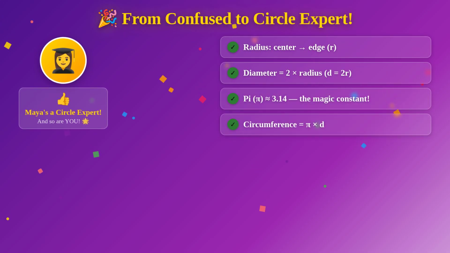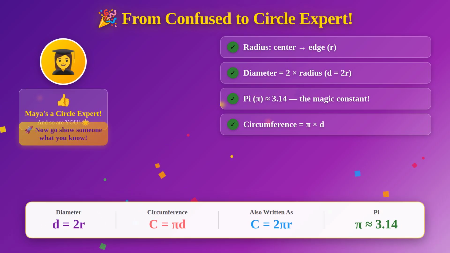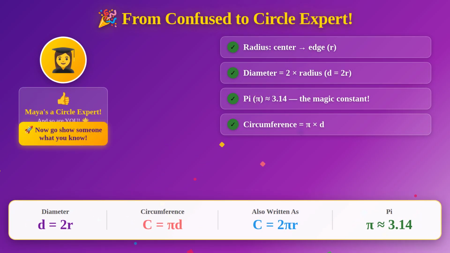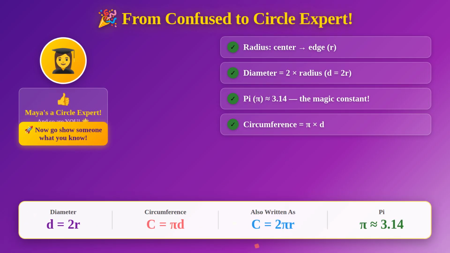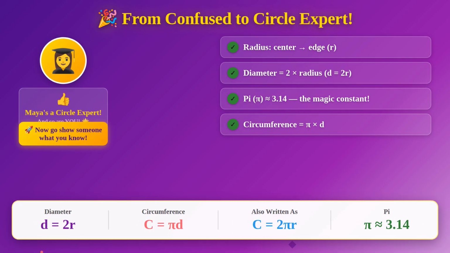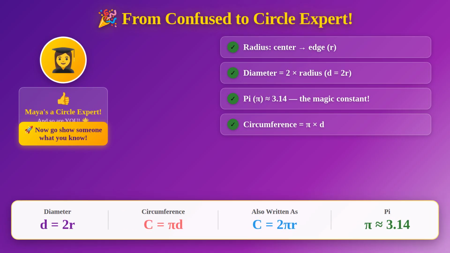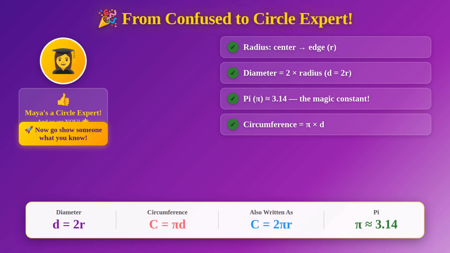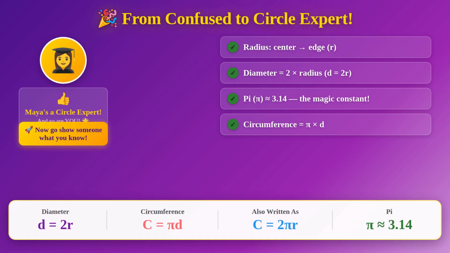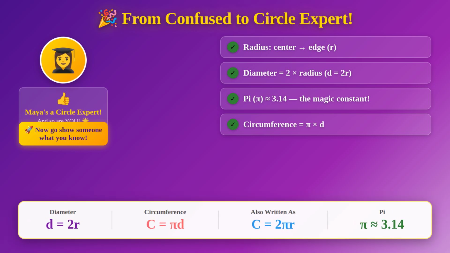Remember when Maya was staring at that pizza problem, totally stumped? Look at her now. She can find the radius, diameter, and circumference of any circle in seconds. And so can you. Here's the whole lesson in a nutshell. Radius goes from center to edge. Diameter is twice the radius crossing all the way through. Pi is that amazing 3.14 constant that links it all together. And circumference equals pi times diameter.